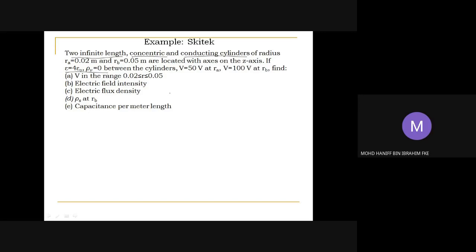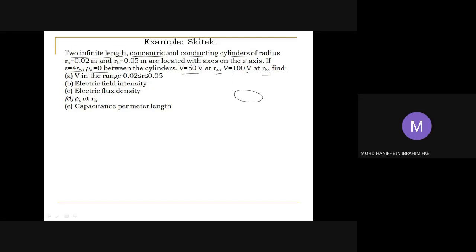This gives the properties of your structure. Further on, we are given the boundary conditions, whereby at RA the potential is 50, and at RB the potential is 100. So the question now is to find V in the range of R from 0.02 to 0.05. Okay, so if I can sketch this problem of conducting cylinders.